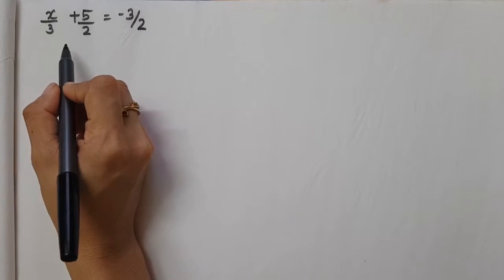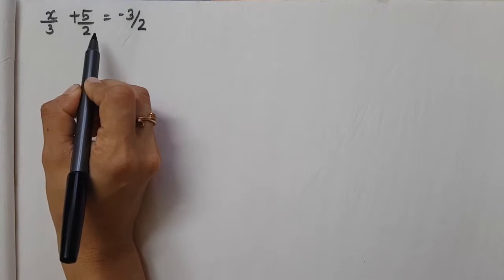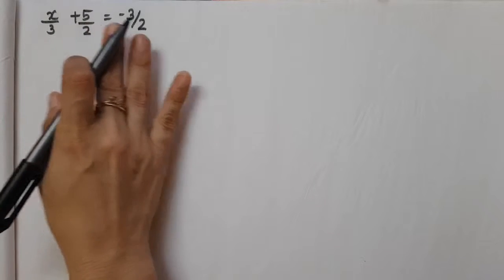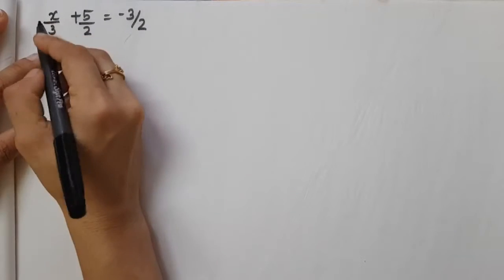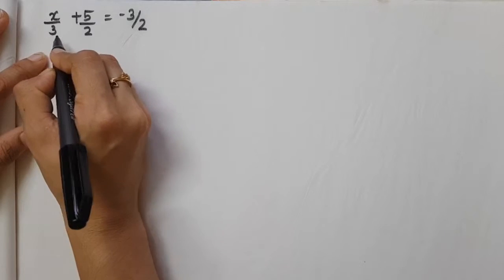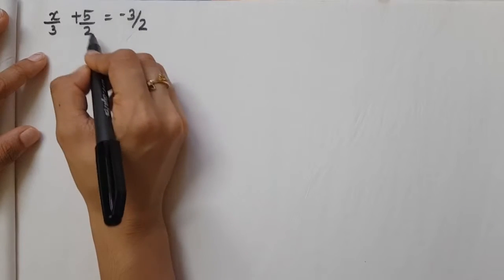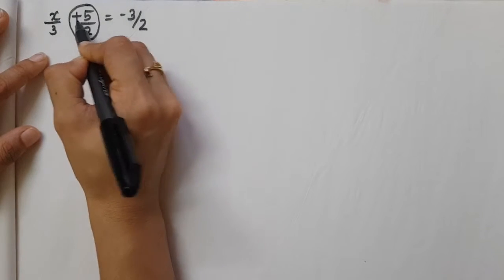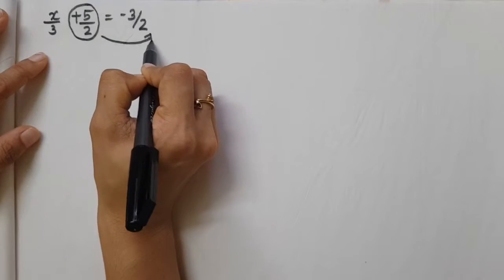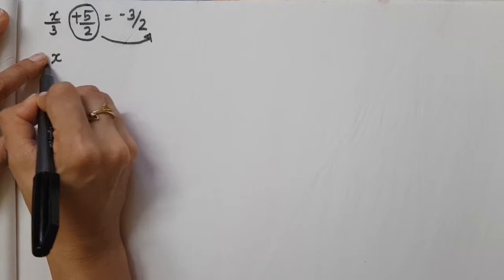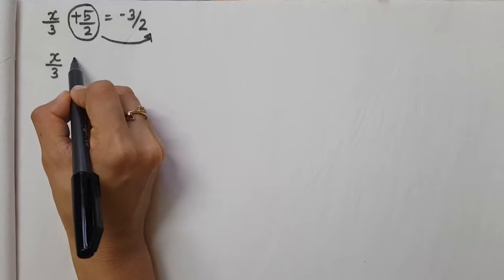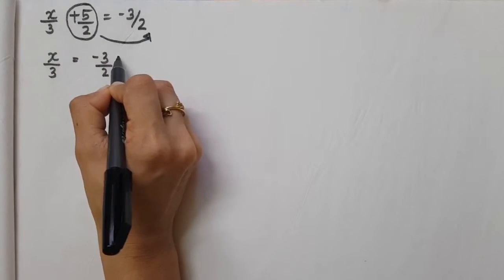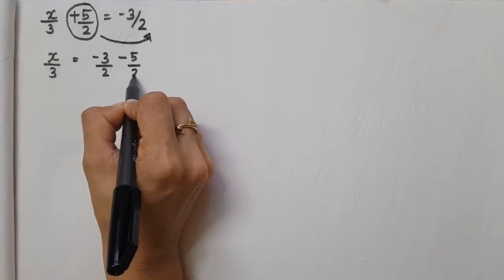Now I will take this example, x by 3 plus 5 by 2 is equal to minus 3 by 2. The first step is we have LHS is equal to so much and RHS is equal to so much. So we will keep the x term where it is, and we will take the whole number to the other side. Keep in mind that it's a positive plus number, so when you are taking it to the other side, it will become minus. So write x by 3 where it is itself, and then minus 3 by 2 minus 5 by 2.